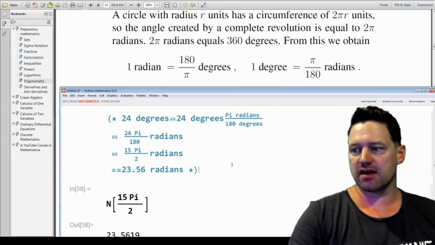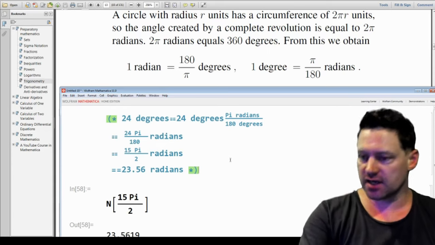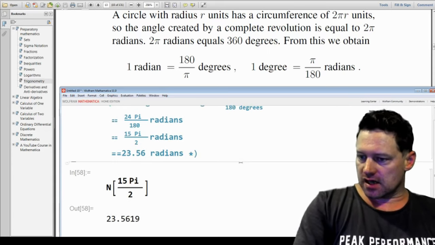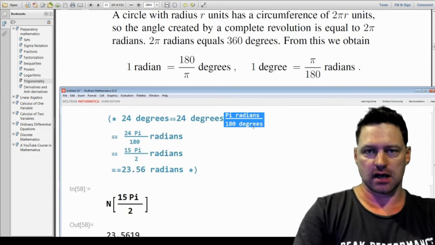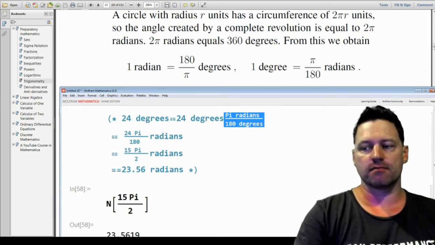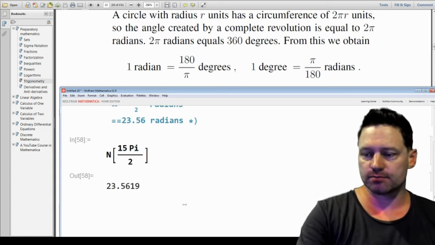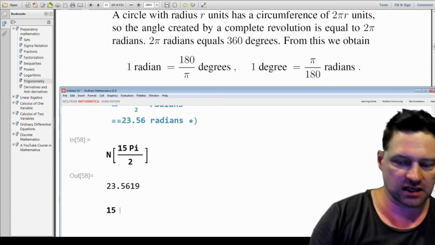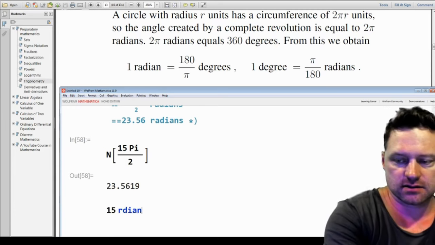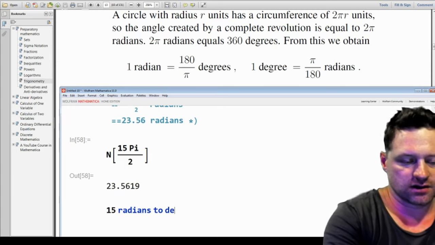Now, what about going the other way? What if you wanted to convert radians to degrees? Okay, well, we would use the inverse of this, as in that fraction flipped upside down. We'd use that in our conversion. So let's just choose an example. Let's say we want to convert 15 radians to degrees.